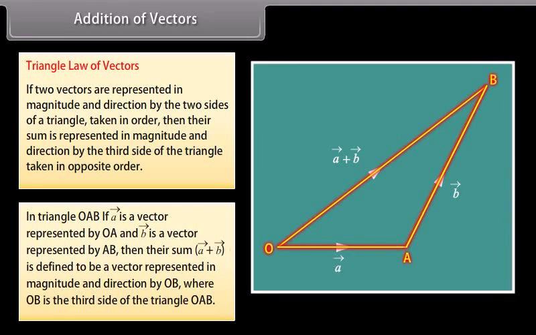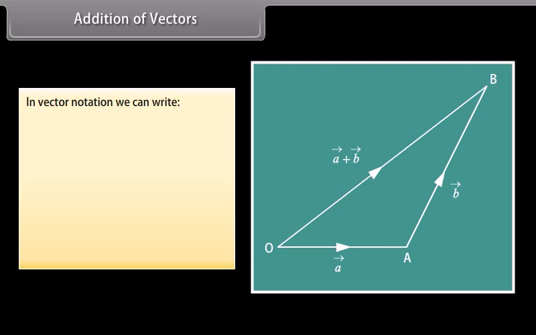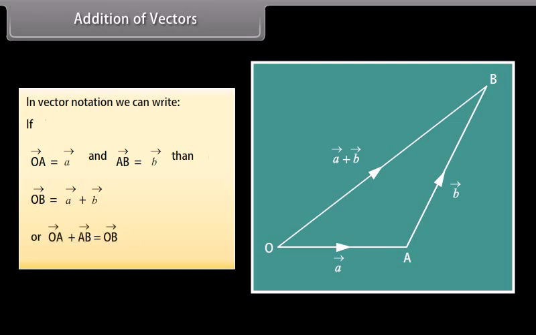In triangle OAB, if vector A is represented by OA and vector B is represented by AB, then their sum, vector A plus vector B, is defined to be a vector represented in magnitude and direction by OB, where OB is the third side of the triangle OAB. In vector notation we can write, if vector OA equals vector A and vector AB equals vector B, then vector OB equals vector A plus vector B, or vector OA plus vector AB equals vector OB.